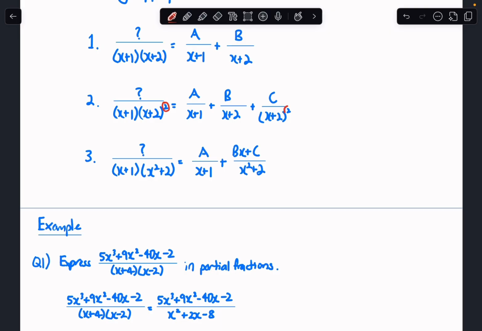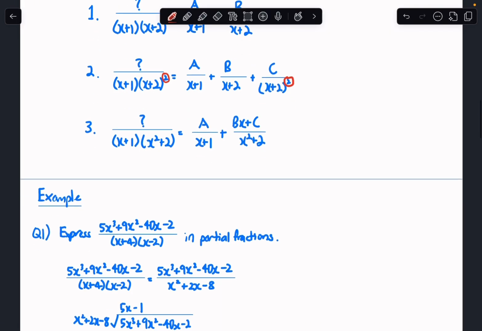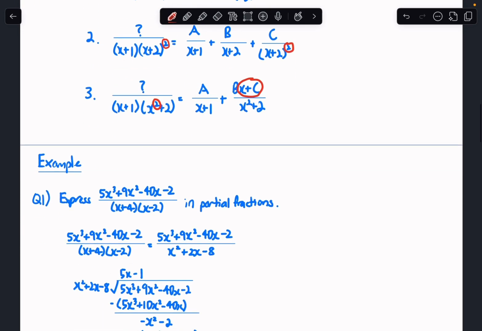with the square outside. And the last one is when the square is inside the bracket, on the x itself. So this will give us A over x plus 1 plus Bx plus C over x squared plus 2. Take note, the difference here is this part basically. Okay, let's try an example.